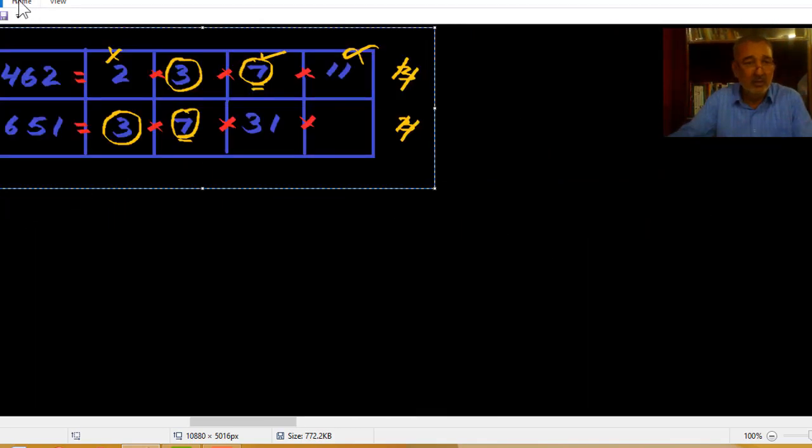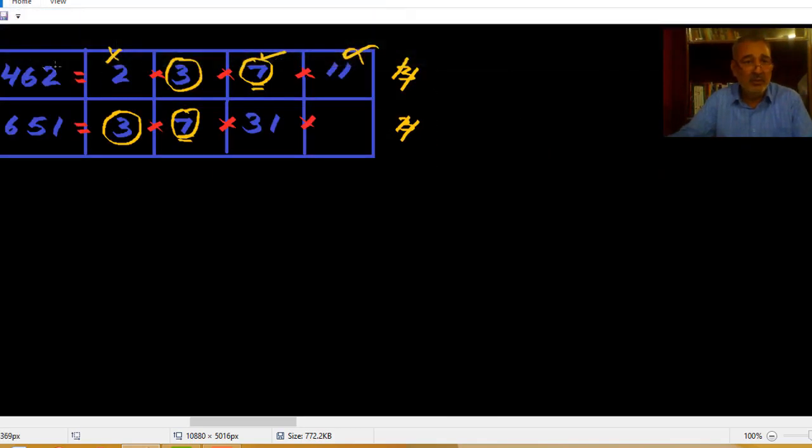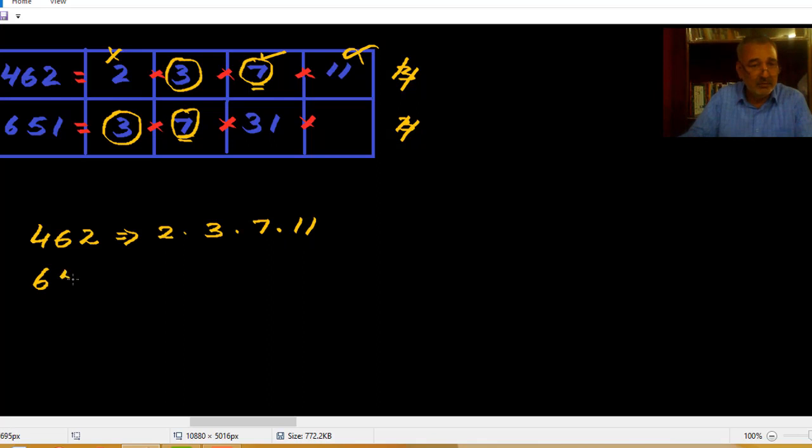Remember, what was the prime factorization? Here, simply 462 can be expressed as a product of primes as 2, 3, 7, 11, and 651 was expressed as 3, 7, 31.